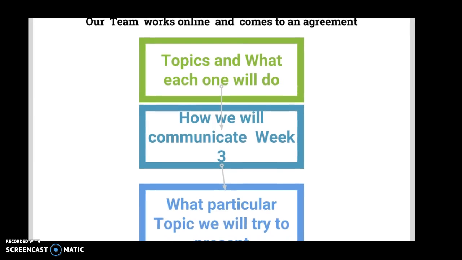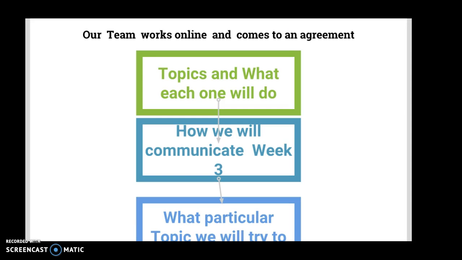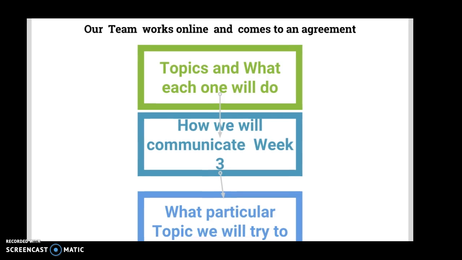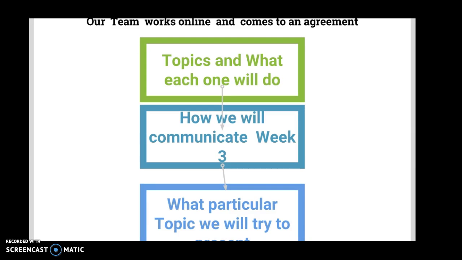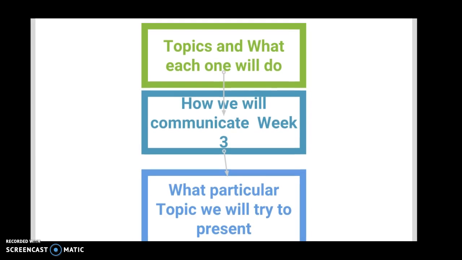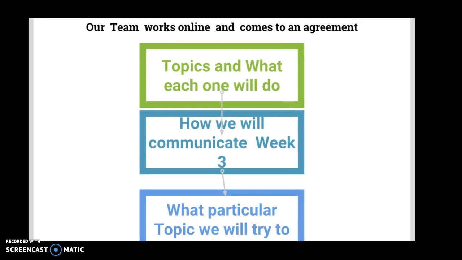This is my presentation of how we worked online. First of all, we worked online together and we got to what we call an agreement. So we shared ideas about the topic, what each one would do, how we will communicate. It was done in week 3. What particular topic we would try to present. You must be reminded that we are doing this course and that it's going to finish soon. So what is going to happen is that we are just working on a rough idea of what we might do in a collaborative course together.